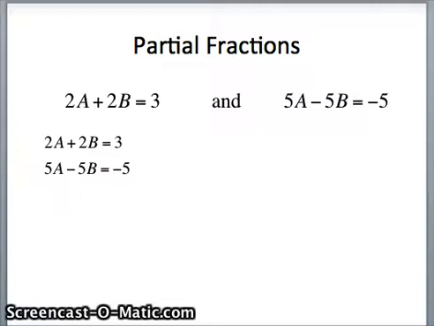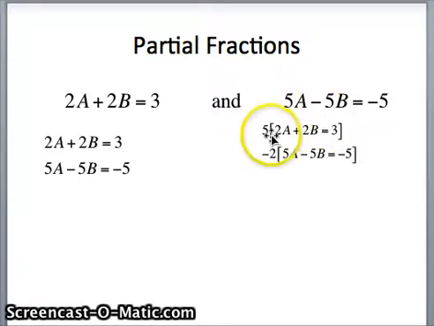I want to eliminate one of the variables. I'm going to multiply the first equation by something and the second equation by something else so that one of the variables will disappear. What did I decide to do? Multiply the first equation by 5, second equation by -2. That way, 5 times 2a is 10a, -2 times 5a is -10a, and the a's will cancel. 5 times 2a, 10a, 5 times 2b, 10b, 5 times 3, 15, -2 times 5a, -10a, -2 times -5b, +10b, -2 times -5, +10.